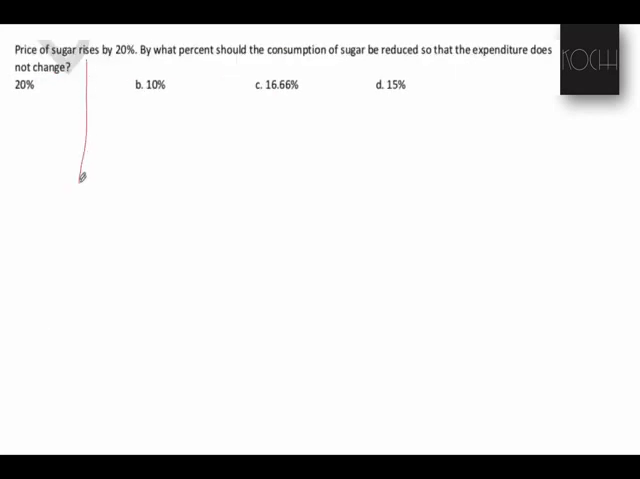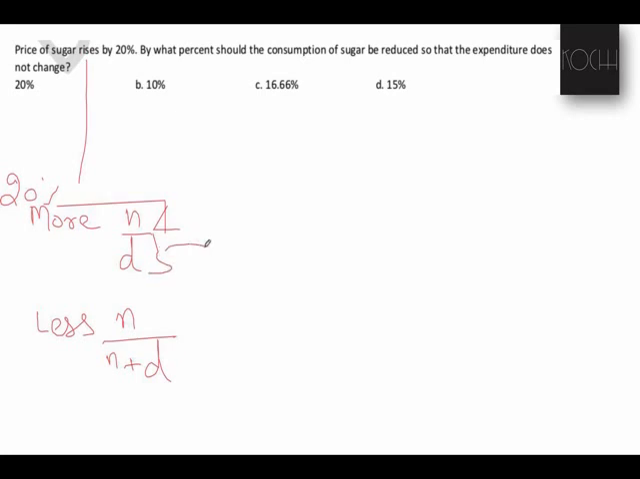Remember, if more is in my D, less should be in the N plus D. What is 20%? 1 by 5. What should be less? 1 by 6. What is 1 by 6? 16.66%.